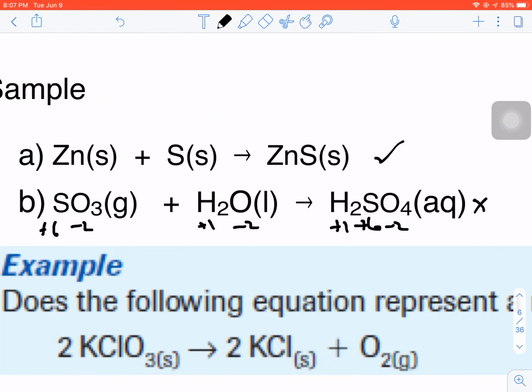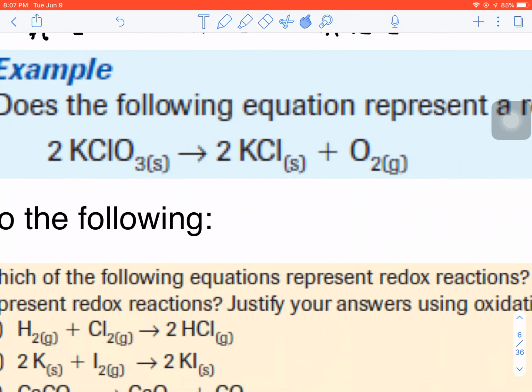Okay, the next equation down. KClO3 reacting to make KCl plus O2. Now, I was going to do the ones that I know for sure. Oxygen here is -2. Oxygen on the right side, though, is just an element. It's just O2, just oxygen. So it has 0 oxidation number. So I know automatically that this is a redox reaction because I can see the oxygen changes oxidation number. What about the rest of them?